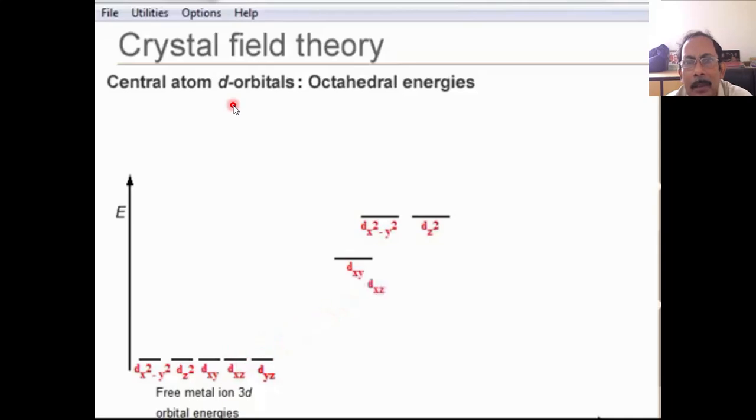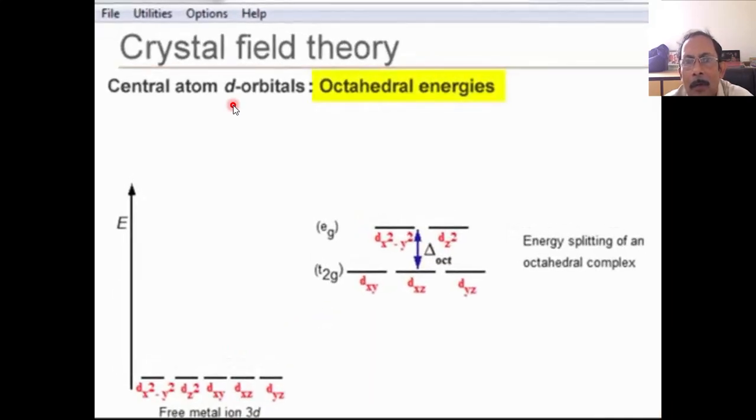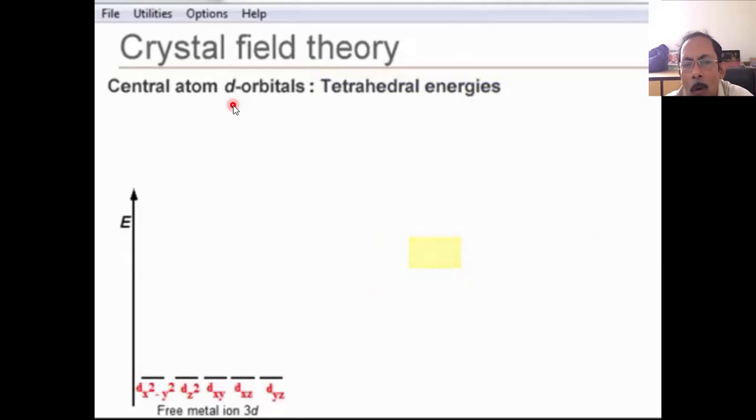So in an octahedral crystal field, we say that this d orbital splitting is occurring, and we call it octahedral splitting, T2G and EG. We denote the energy difference between the T2G and EG with a capital delta with the subscript oct. This is called delta O, the octahedral splitting energy.